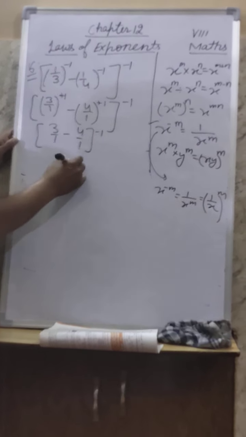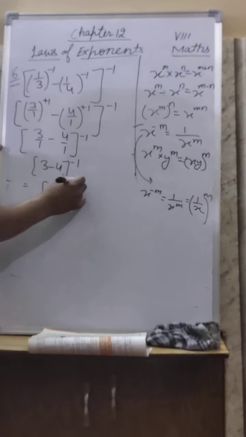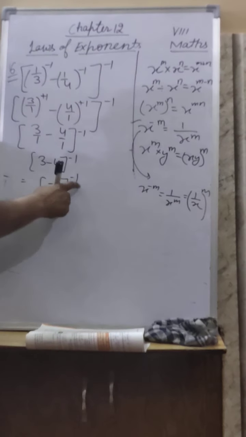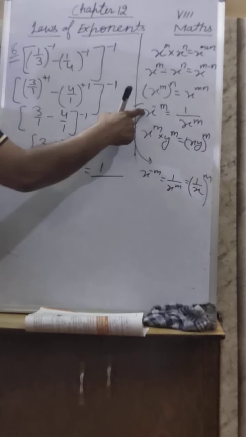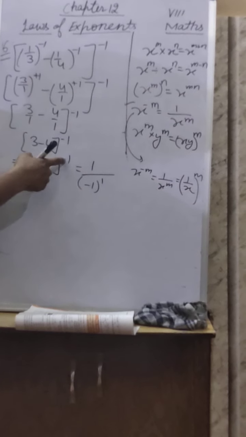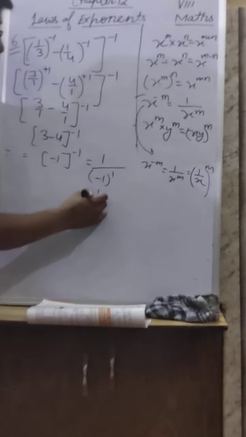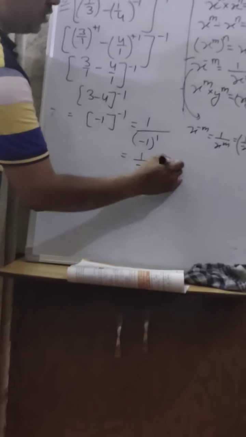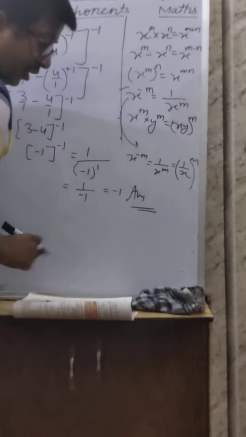So 3 minus 4, whole power minus 1. It is minus 1 power minus 1. What is minus 1 power minus 1? It means the reciprocal of this, just like you apply these laws. Minus 1 upon plus; the power will be changed, minus to plus. Only the power will change, not the sign. So 1 upon minus 1, so its answer is minus 1. So it was the first part of this question number 6.